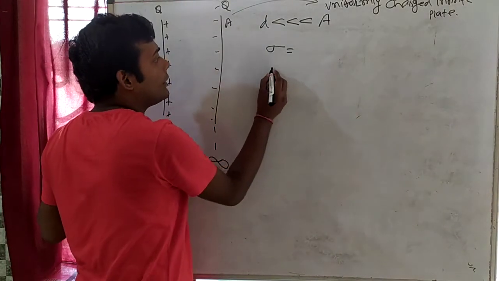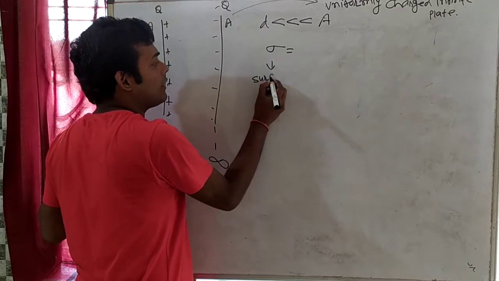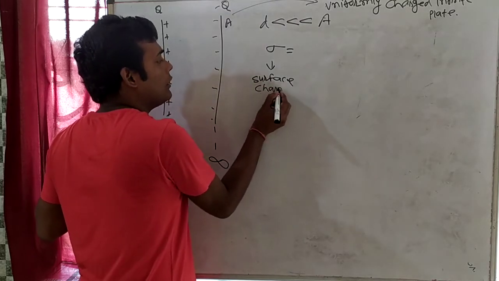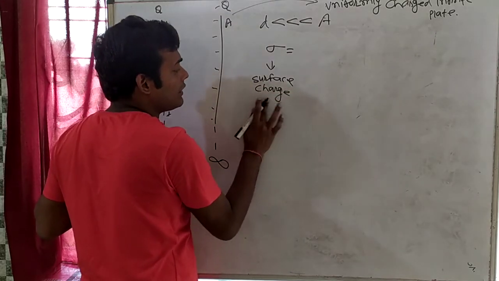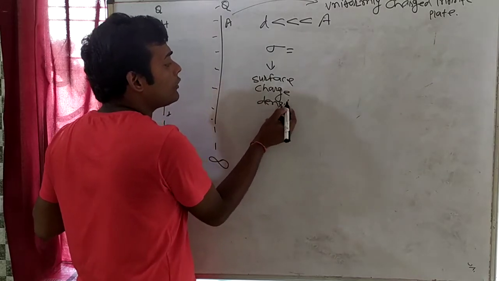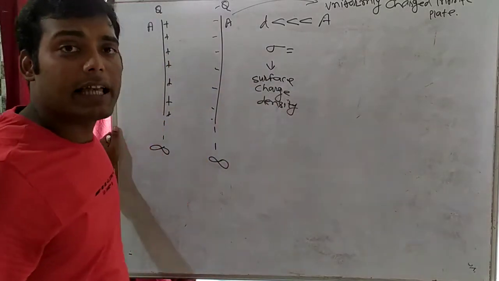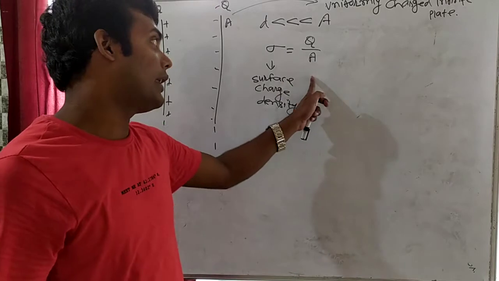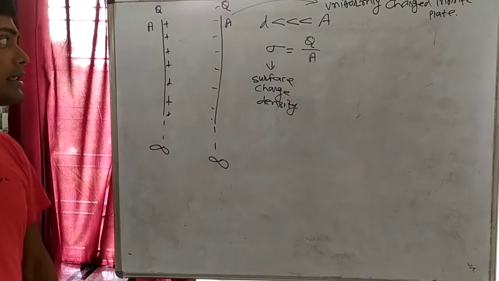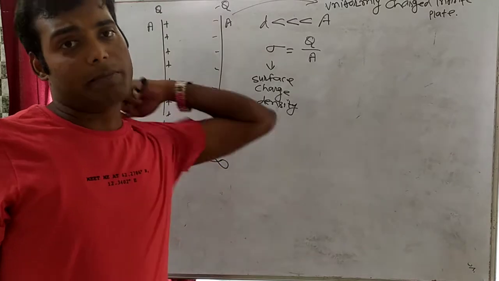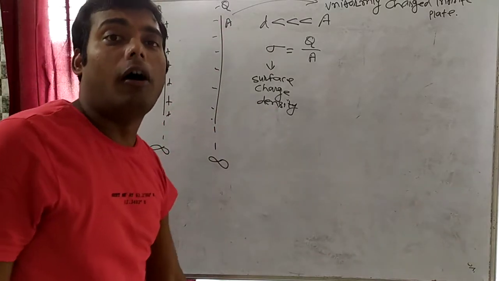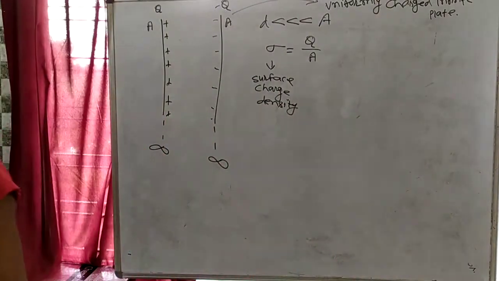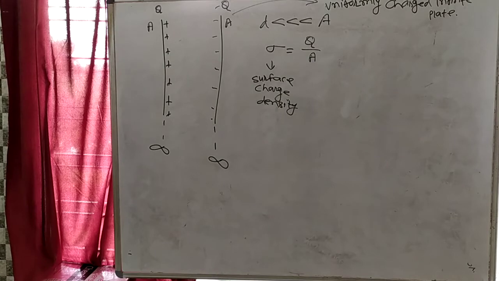What is sigma? Sigma is known as surface charge density. If you remember the previous chapter, what is surface charge density? When charge is present on the surface, sigma is known as charge per unit area. That means in a unit area, that is 1 meter squared, how much charge is present, that is known as surface charge density. If you have forgotten all this, please watch the video on the first chapter. Then you will understand all these things. So can we write that sigma is equal to Q by A?